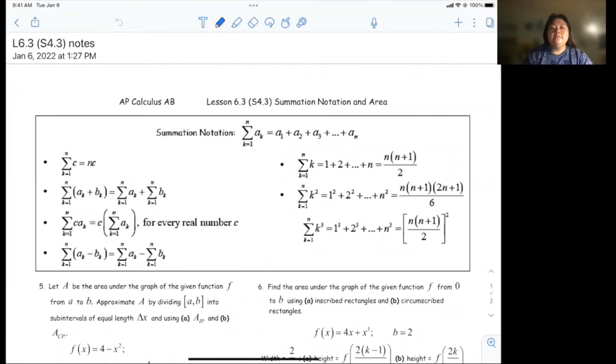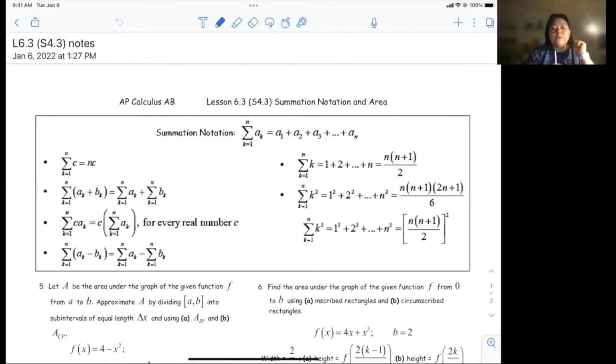Okay, we are on lesson 6.3. The S 4.3 means this is from another textbook that we are using. S stands for Spokowski, so that's how we differentiate between the other book and our current notebook, our textbook, sorry. 6.3 is using summation notation to talk about the area under the curve.